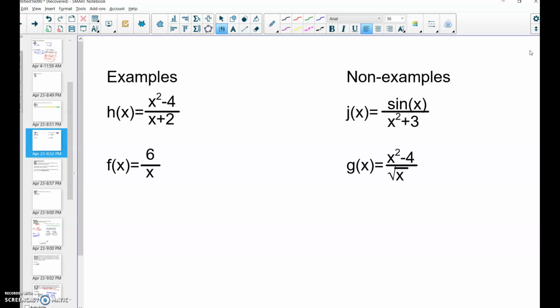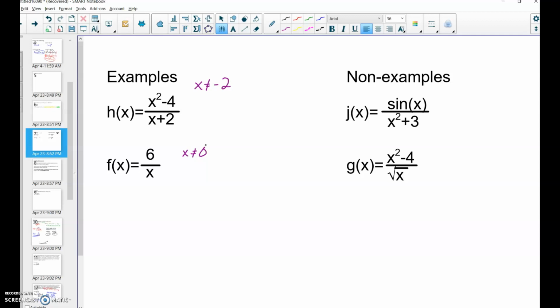For the very first one, h of x would not be able to equal negative 2, because if it equals negative 2, that gives you 0 on the denominator, and you can't have that. For f of x, x can't equal 0. Okay, so if you plug 0 in for x, you get 0 on the denominator, and you cannot have that.